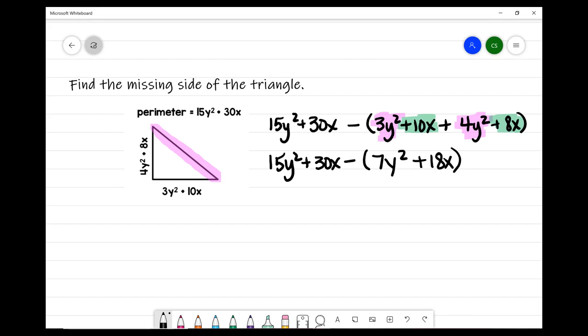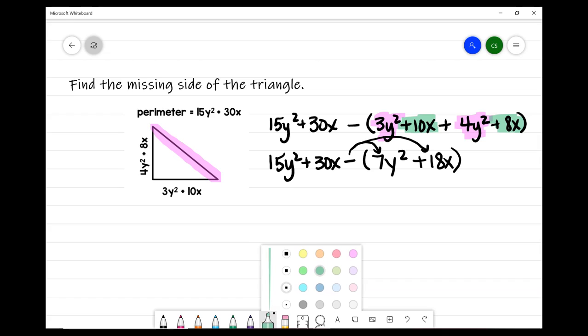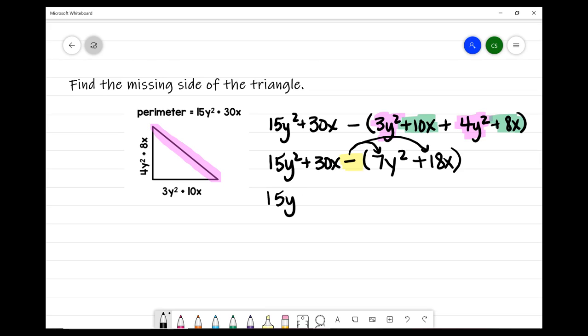So now I'm going to distribute my negative inside the parentheses because I can't just combine everything because of the simple fact of I have to take what I know from the perimeter. So I bring this part down because I'm not distributing anything to the top part. So negative times a positive 7y squared gives me a negative 7y squared. And negative times a positive 18x gives me a negative 18x.